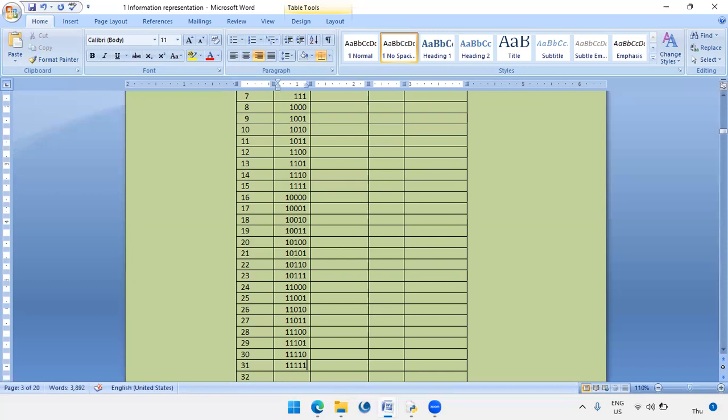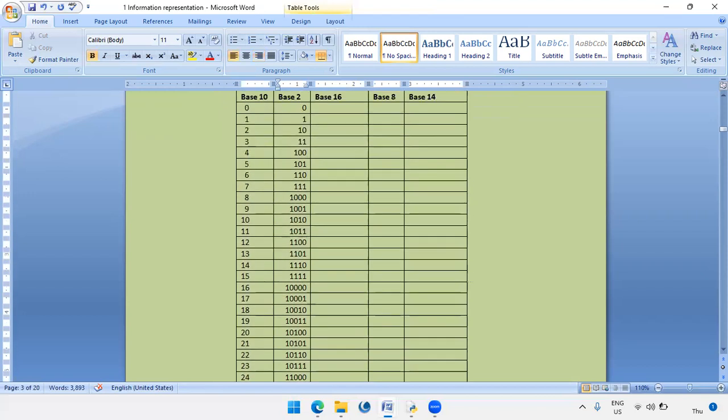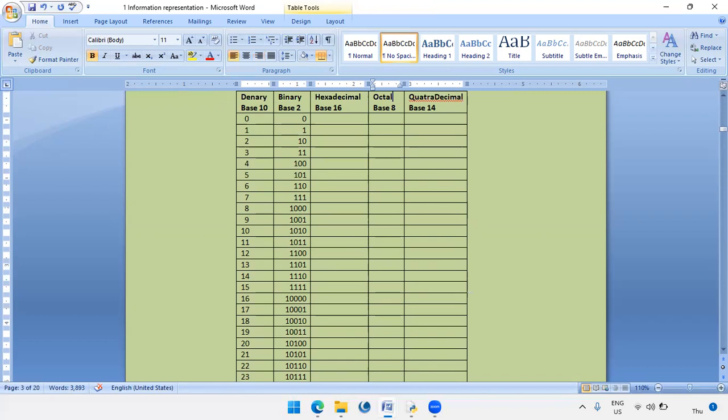Then you know what happens next? A new column, and all those four. There are 5 ones, 5 zeros. Let's take base 8 first. Base 8 is what you call octal.